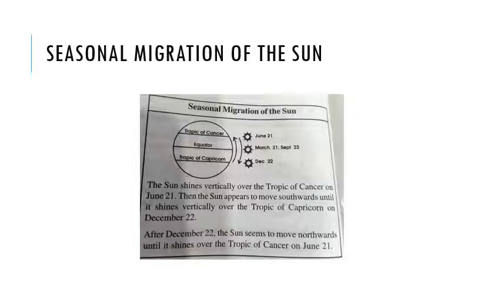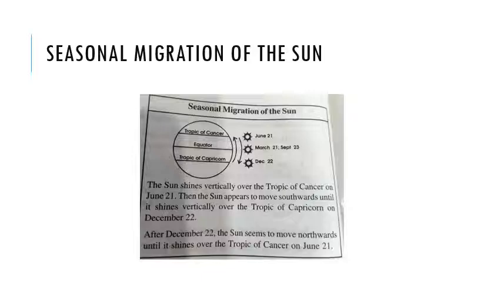Now in this diagram you can see that on March 21st and September 23rd, the Sun is overhead at the equator. So on March 21st, the Sun is overhead at the equator as the Earth continues to revolve around the Sun in its inclined axis. The northern hemisphere gets tilted towards the Sun. Therefore, on June 21st, the rays of the Sun fall vertically at the Tropic of Cancer.